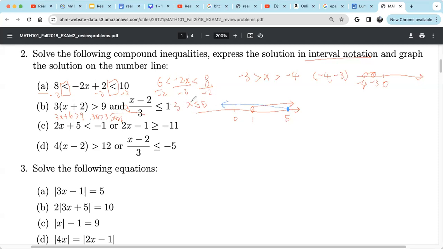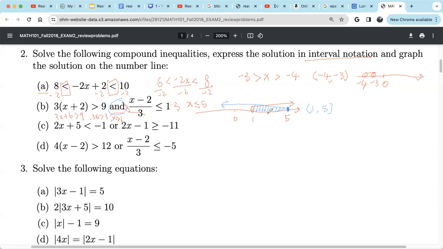Because it's an "and", we're looking for the intersection of the two solution sets. Do you see the intersection right here? So that means open parenthesis from 1 up to 5 with a bracket, because including 5, not including 1. So this is the solution set. This is the graph.